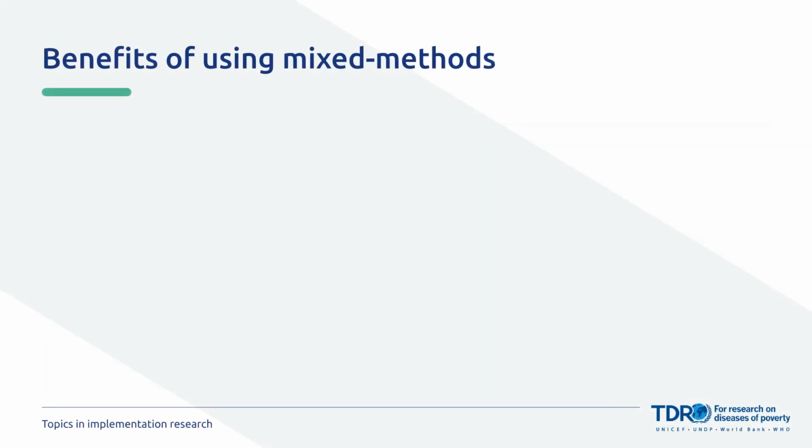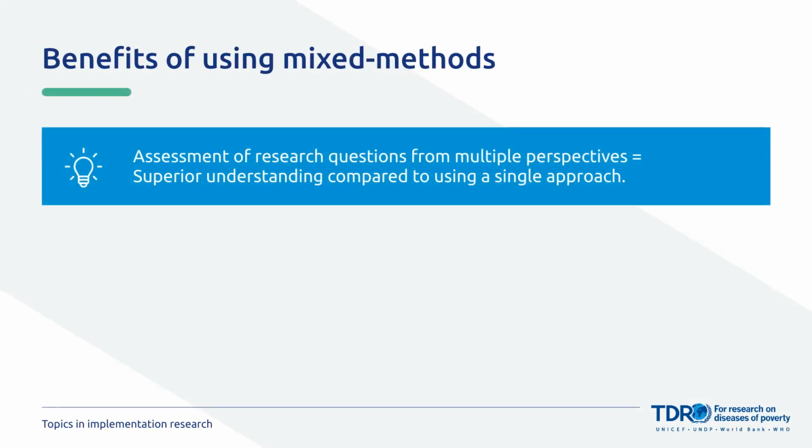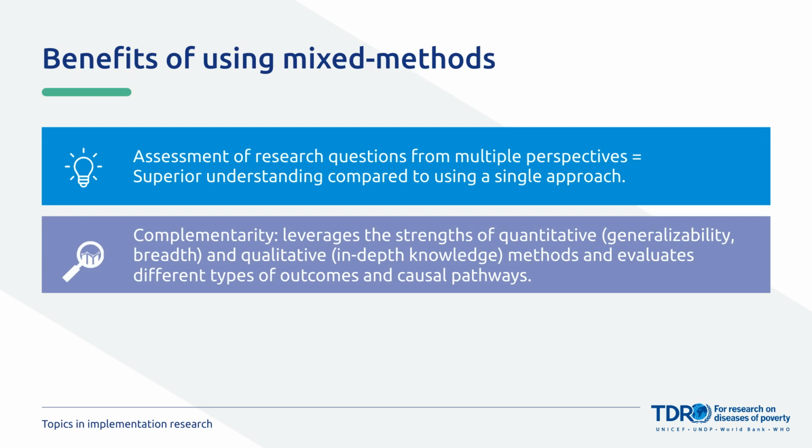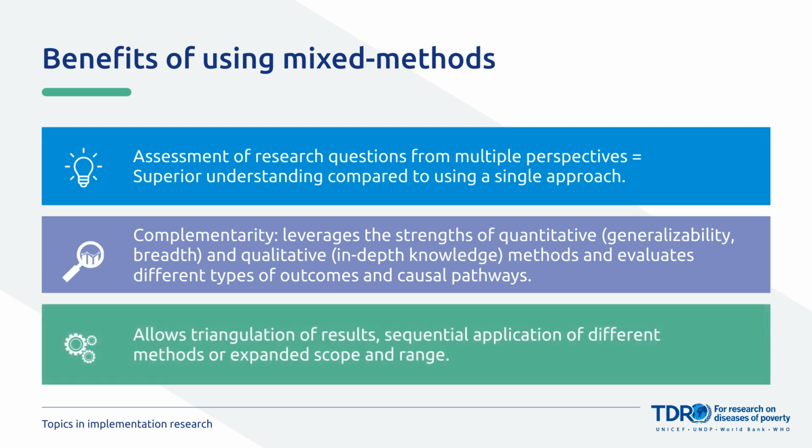In contrast to using a single approach, integrating quantitative and qualitative methodologies results in a superior understanding of research issues. It does this by leveraging the strengths of quantitative methods (generalizability, breadth) and qualitative methods (in-depth knowledge), providing complementarity. Mixed methods also allow triangulation of results, focusing on one phenomenon using different methods, development, sequential application of different methods, or expansion, expanded scope and range.